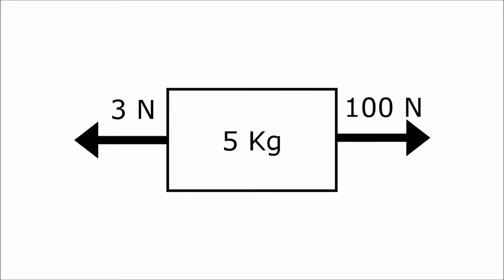A 5 kilogram box is being pushed forward with a 100 Newton force for a total time of 1 second. The box is then pushed backwards with a force of 3 newtons because of friction. First, find the coefficient of friction of the box. Next, find the total distance the box travels after being pushed.